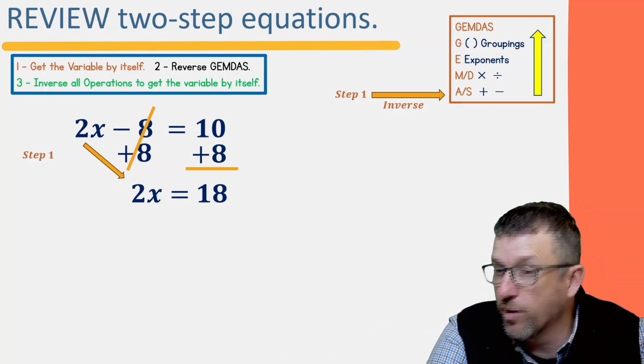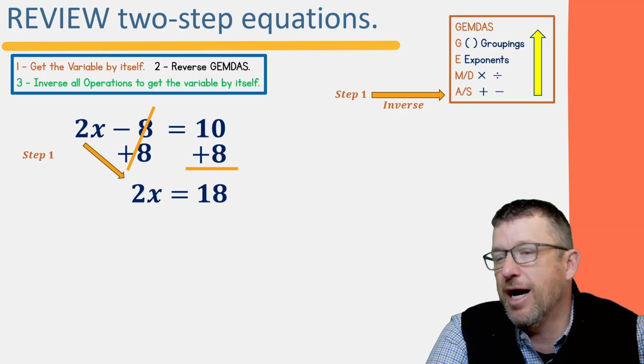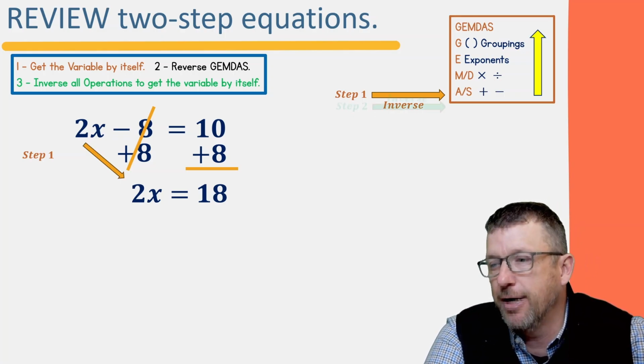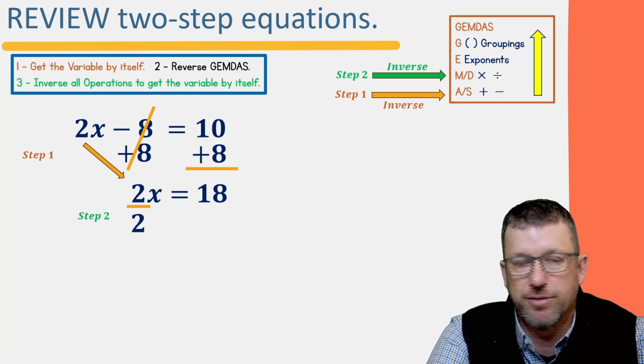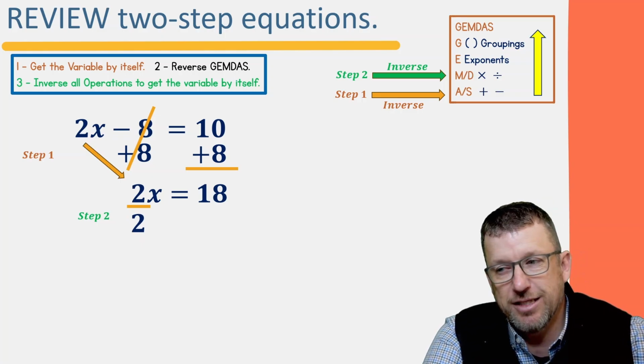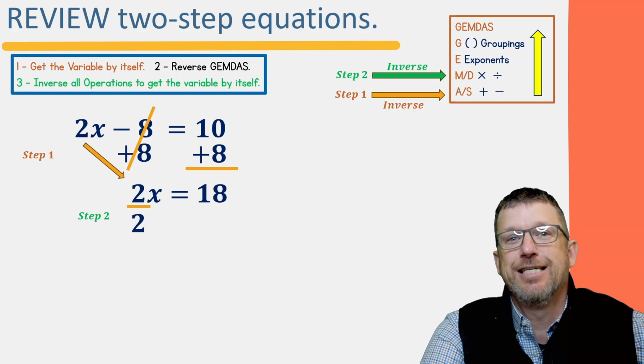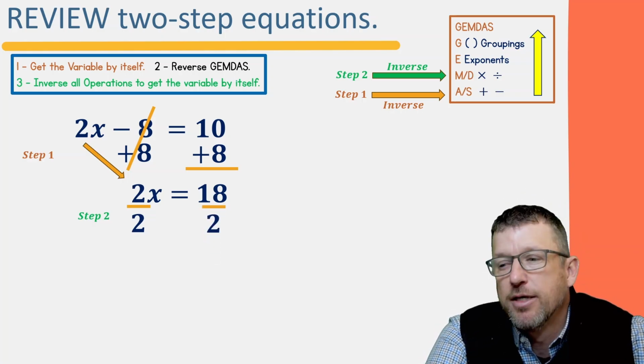Do we see any more addition or subtraction? No, we do not. We have 2 times x equals 18, right? So now we're going to multiplication division. We do have 2 times x. So what's the inverse of that? Divided by 2. So if we're multiplying by 2, the opposite is dividing by 2. And what I do to one side, I got to do to the other. So I divide by 2.